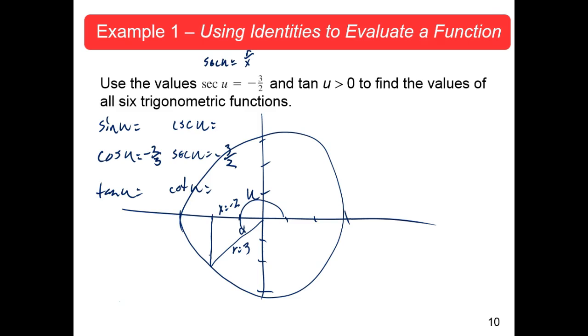Okay. You're doing, I think, a good thing there. By the way, the cosine was x over r, and we got that, negative 2/3. And what did you say tangent was? Y over x. All right, very good. We've got the x and we got the r, but we don't have the y.